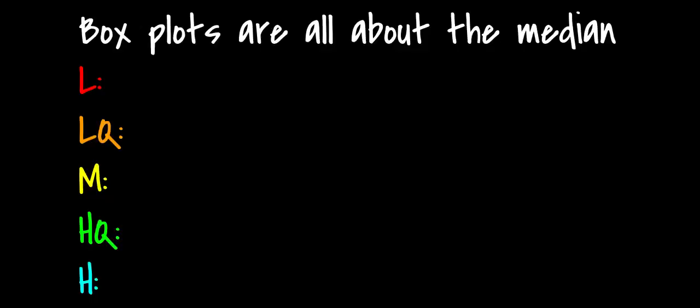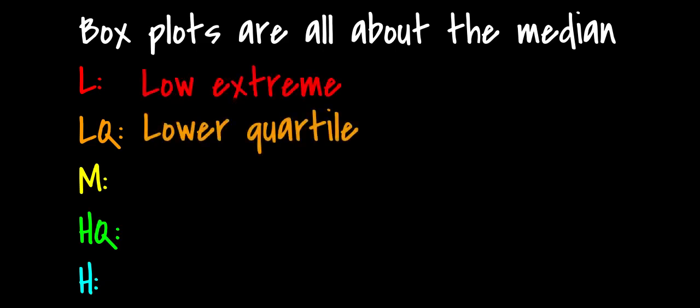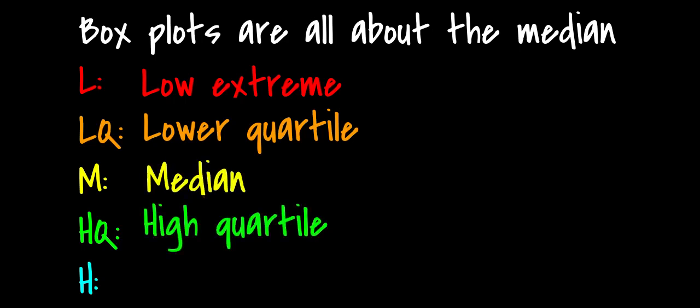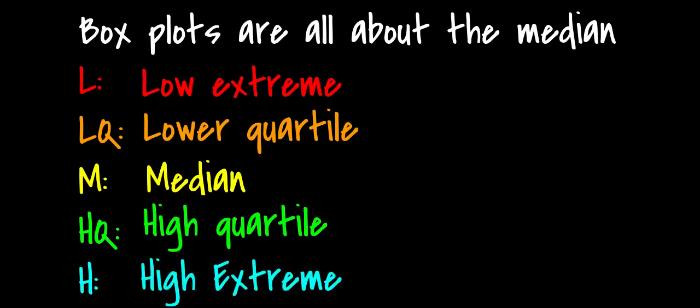Box plots are all about the median. I want you to write down these 5 letters so that we can keep track of our answers. L is the low extreme. LQ is the low quartile. M is the median. HQ is the high quartile. And H is the high extreme.